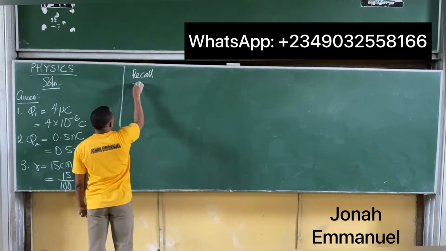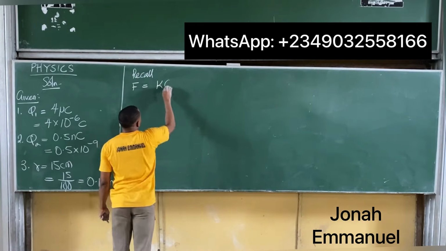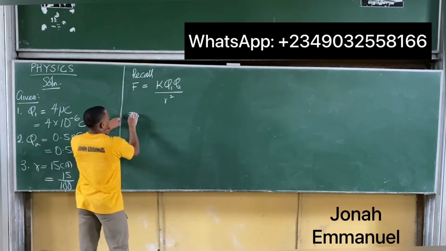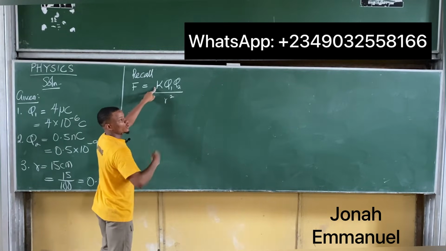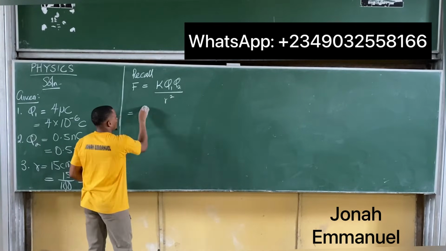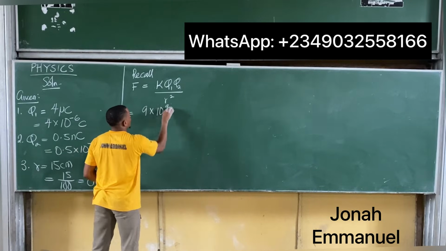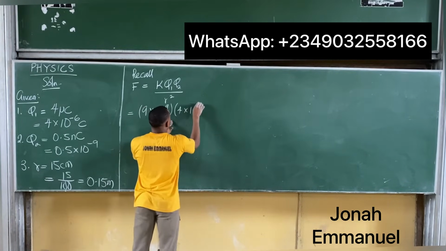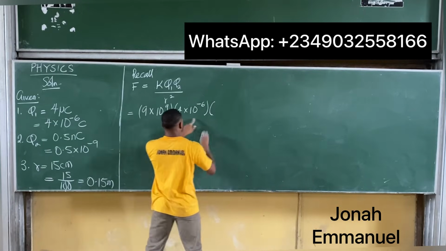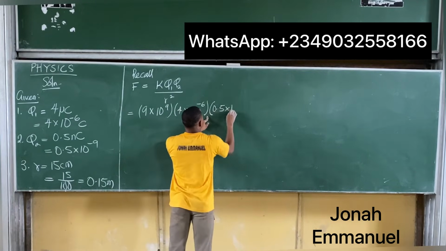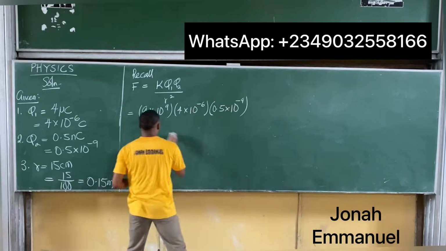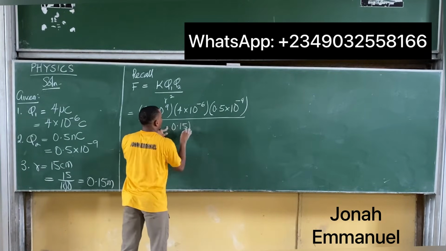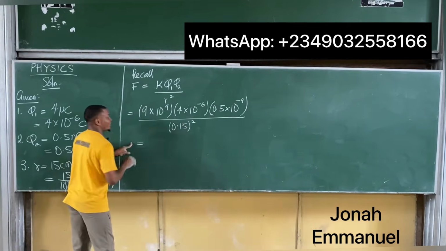Recall that we said F is equal to K Q1 Q2 all over R squared. K is a constant, so whether you're given it or not, you know the value: 9 times 10 to the power 9. So I have this, into Q1, 4 times 10 to the power minus 6, into Q2, 0.5 times 10 to the power minus 9, all over the distance apart, 0.15 squared. Please punch numerator only.